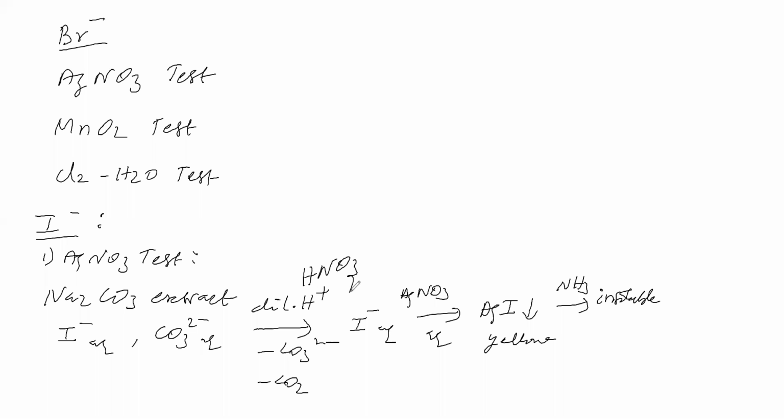So in the silver nitrate test, remember that the dilute acid is dilute nitric acid. Other dilute acids we should not add because silver chloride, silver bromide, silver iodide, silver acetate and silver sulfate are insoluble. Silver nitrate is quite soluble. Okay, so for I minus, we have discussed the silver nitrate test.